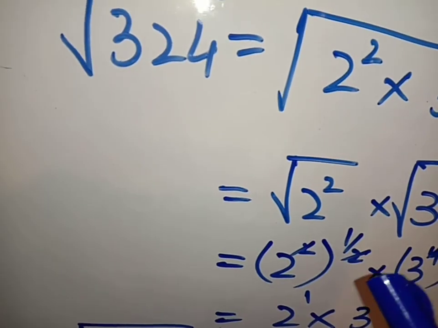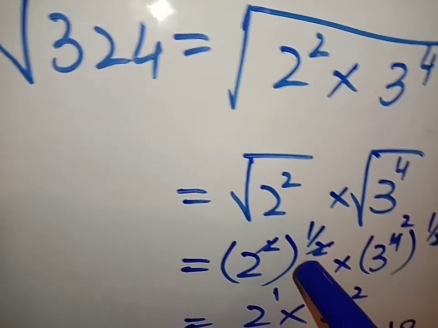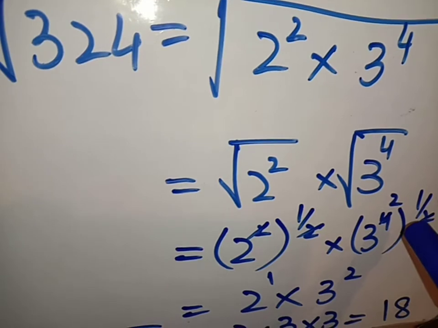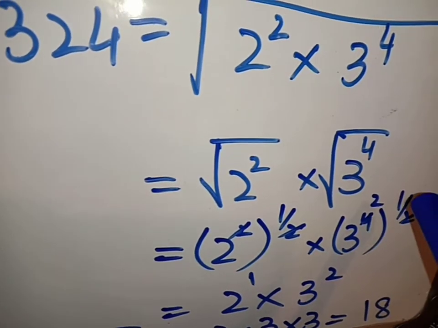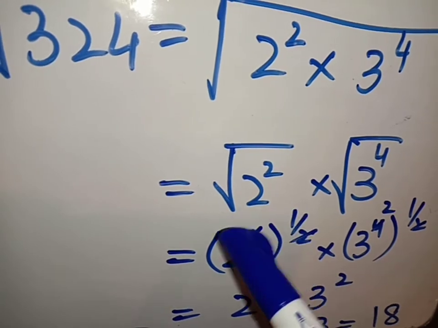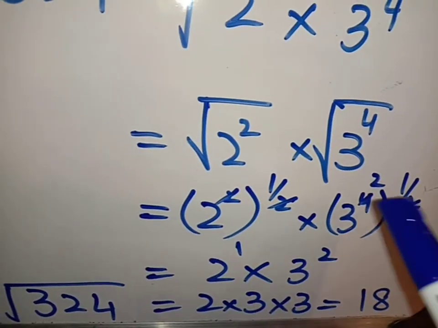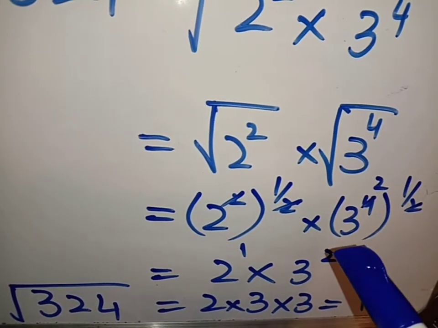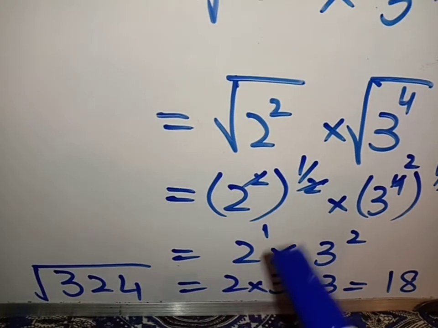So under root is equal to power 1 by 2. We replace the symbol of under root with 1 by 2 for both the integers. 2 square to the power 1 by 2, 3 raised to power 4 to the power 1 by 2. 2 1s are 2, 2 1s are 2. We are left with only power of 1. 2 1s are 2, 2 2s are 4. We are left with power of 2, because 2 1s are 2. 2 raised to power 1.